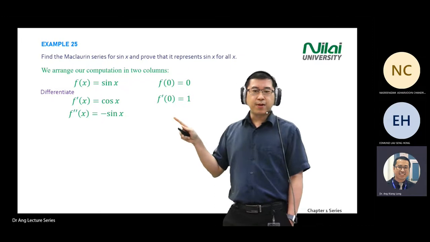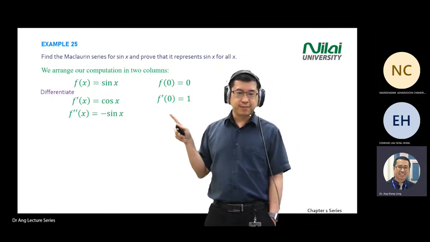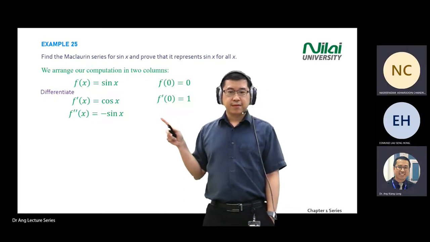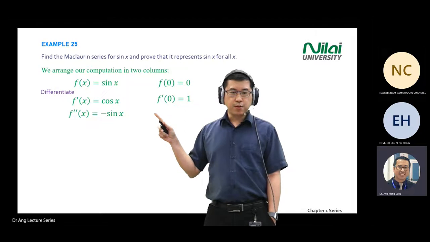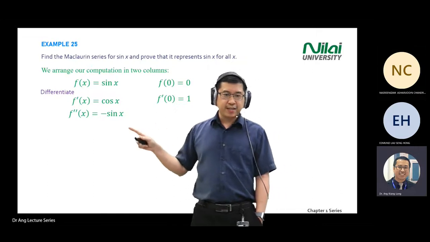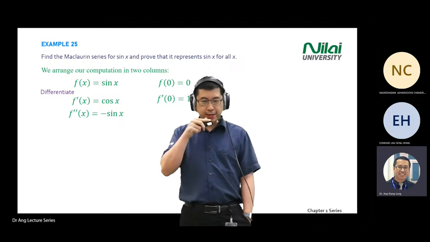Nizam, can you guess what value you substitute here? Again, zero. Yes. So f double comma zero. What you get? Nizam, when you substitute zero here, negative sine zero. What do you get?